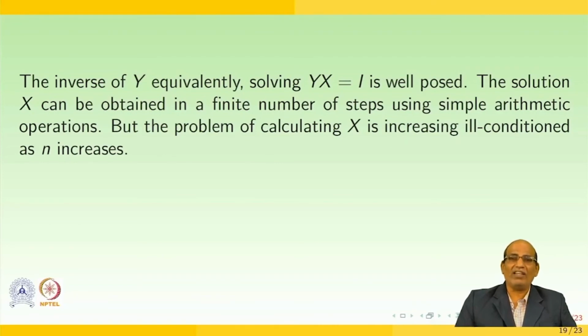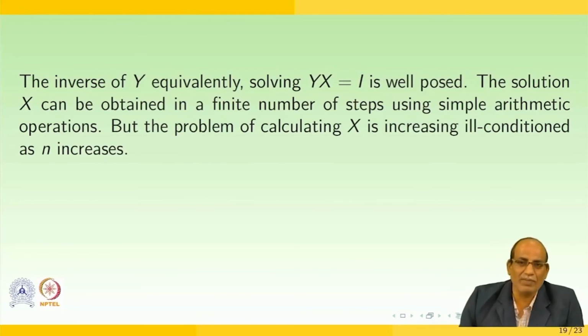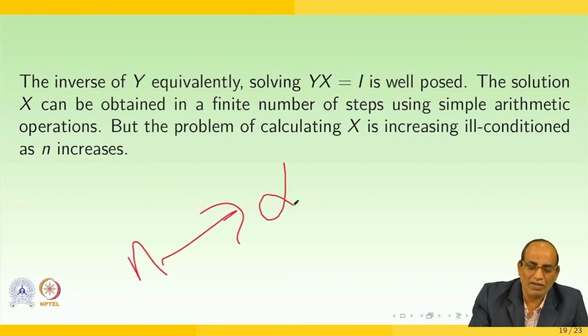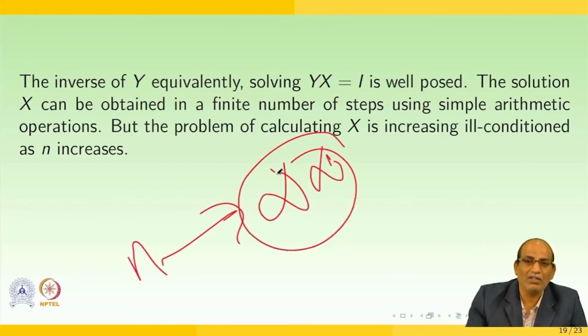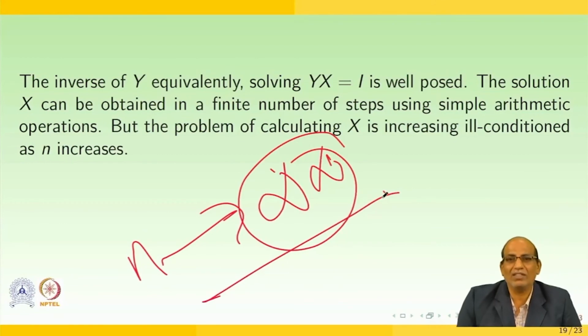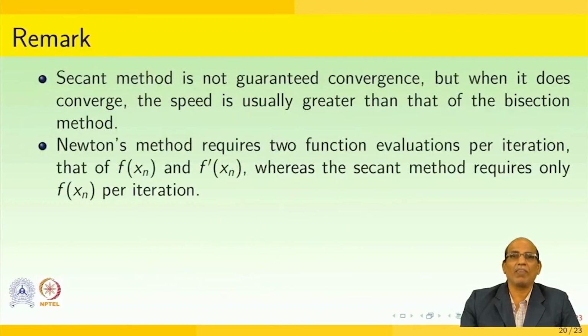So the inverse, equivalently solving YX equals I, is well posed. The solution X can be obtained by a finite number of steps using single arithmetic operations, but the problem of calculating X is increasingly ill conditioned as n increases. That means when n becomes bigger and bigger, towards infinity, the conditioning decreases. That is the idea of ill conditioned and well conditioned.